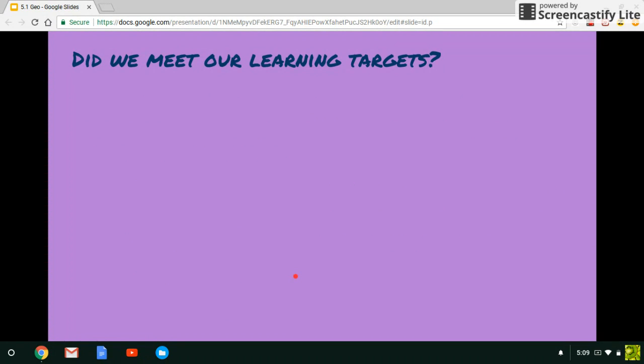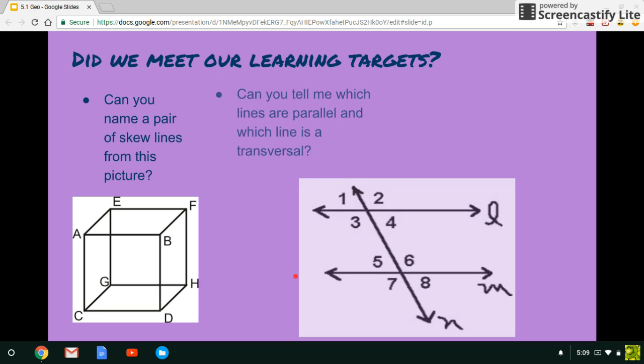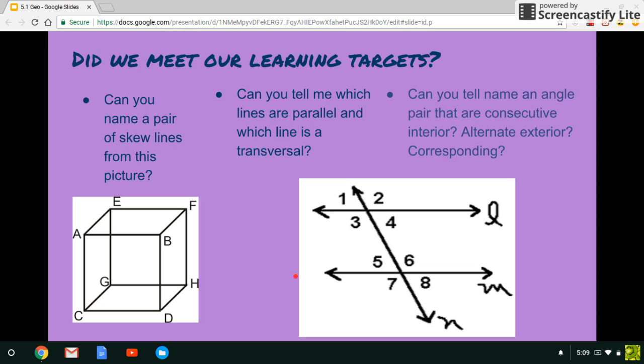Okay, so did we meet our learning targets? If we did, you should be able to name a pair of skew lines from this picture. You should also be able to tell me which of the two lines are parallel and which line is a transversal. And you should also be able to tell me an angle pair that are consecutive interior, an angle pair that is alternate exterior, and an angle pair that is corresponding.